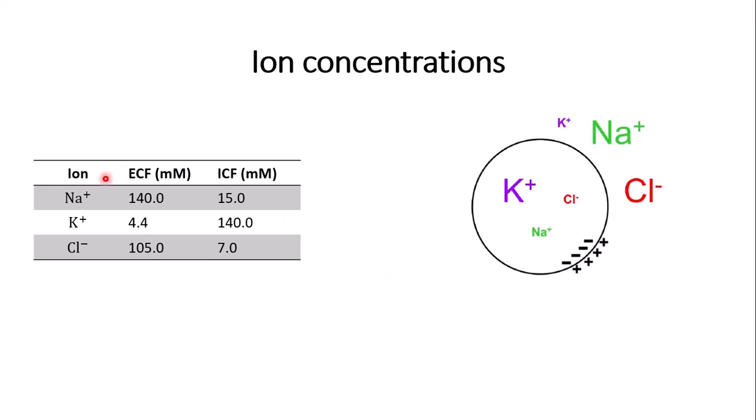So we see at rest, a cell has, on the ECF, extracellular fluid, 140 millimolars of sodium, or milliequivalents per liter of sodium ions. Inside the cell, we have 15, very small. Potassium, we have 4.4 outside and 140 inside. Chloride follows sodium, which is huge outside and less inside. It's important to know the distribution of the ions across the cell membrane at resting state.